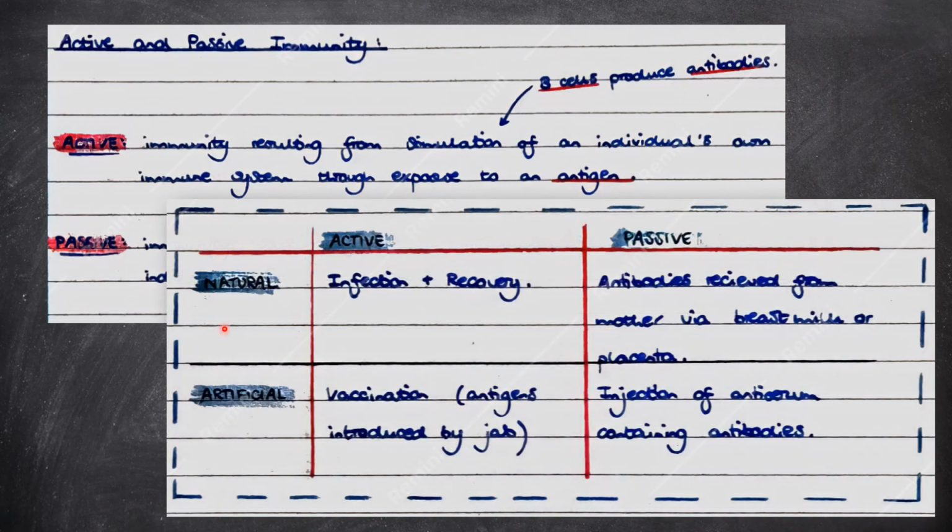So I've just put it all into a table to make it a bit more visual. Natural active immunity is infection and recovery. Natural passive immunity is, for example, antibodies received from the mother via the breast milk or placenta. Artificial active immunity is vaccination, i.e. the antigens are introduced by a jab. And artificial passive immunity, for example, could be the injection of antiserum containing antibodies after you've been bitten by a snake.